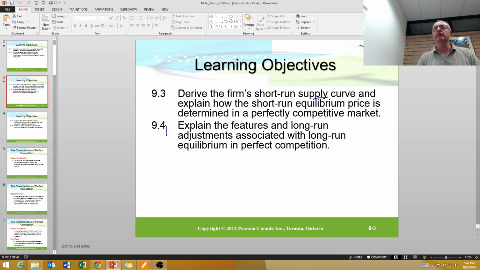And then we look at why the supply curve for both the firm and the industry as a whole equals the marginal cost curve above the shutdown point, otherwise known as the average variable cost curve. And we look at how the perfectly competitive industry adjusts to short-term disequilibrium so that the market eventually comes back into equilibrium in the long run.